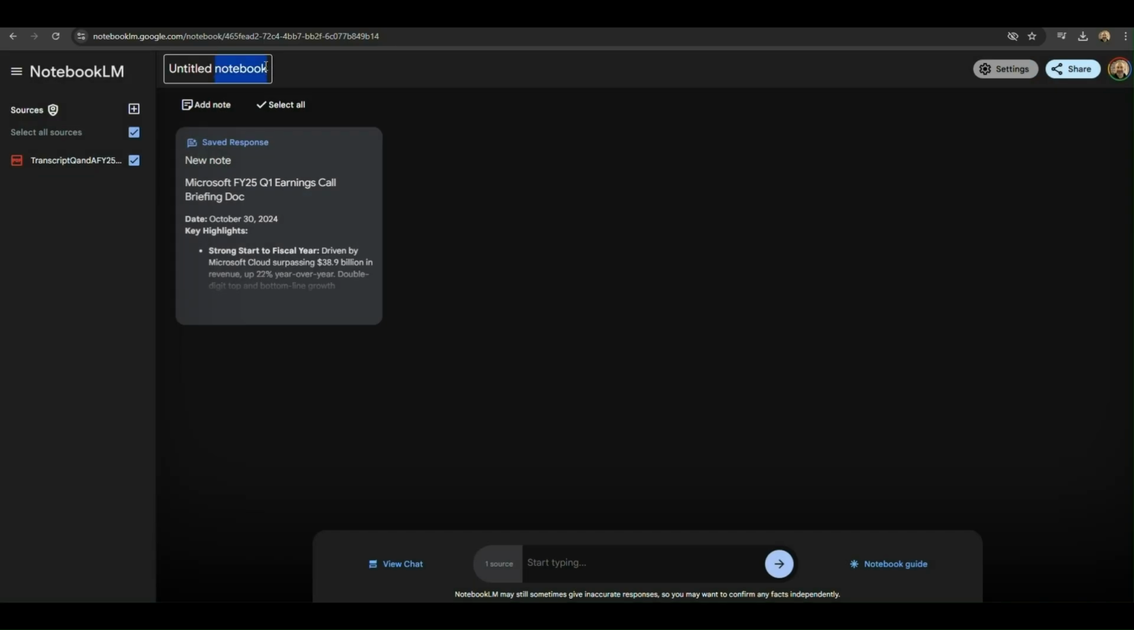Right, and we could just save this file down as MSFT September 2024 Q. And there you go. And then you could share the doc with whoever, or it just hangs out there in the cloud.